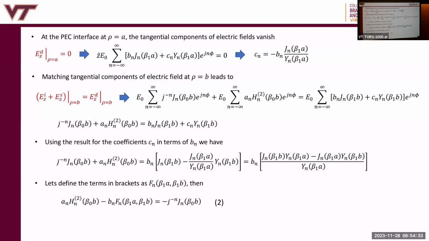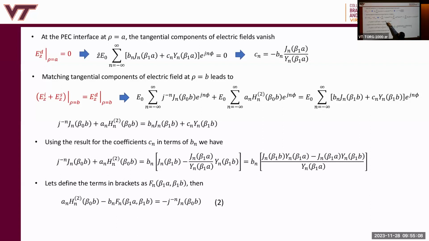Okay. So now we have different boundary conditions. We have a boundary condition at the conducting cylinder interface, which is at rho equal to a. So we have Ez dielectric at rho equal to a, because that's the expansion inside of the dielectric region, has to be 0. Tangential E goes to 0 on the conductor at rho equal to a. So we take the expression for Ez dielectric and we evaluate it at rho equal to a. So you can see beta 1a, and we set that equal to 0.